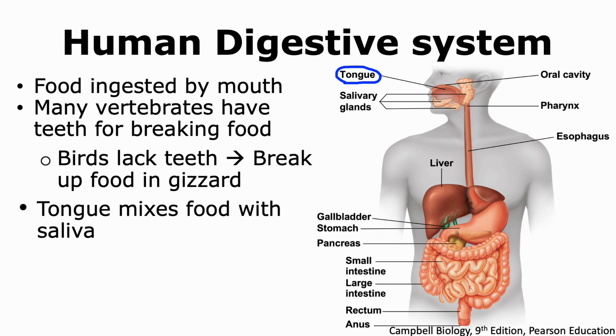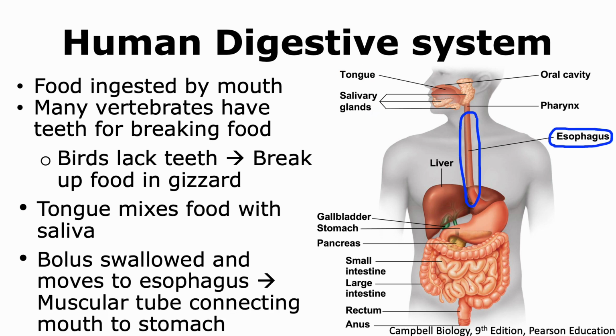Many animals have a tongue within their mouth that allows the food to be mixed with a fluid that is secreted from the salivary glands called saliva. The bolus, which is the food mixed up with saliva, is then swallowed and moves to this tube-like structure called the esophagus, which connects the mouth to the stomach. The movement of food occurs through the rhythmic contraction and relaxation of the esophagus muscles, which is called peristalsis.